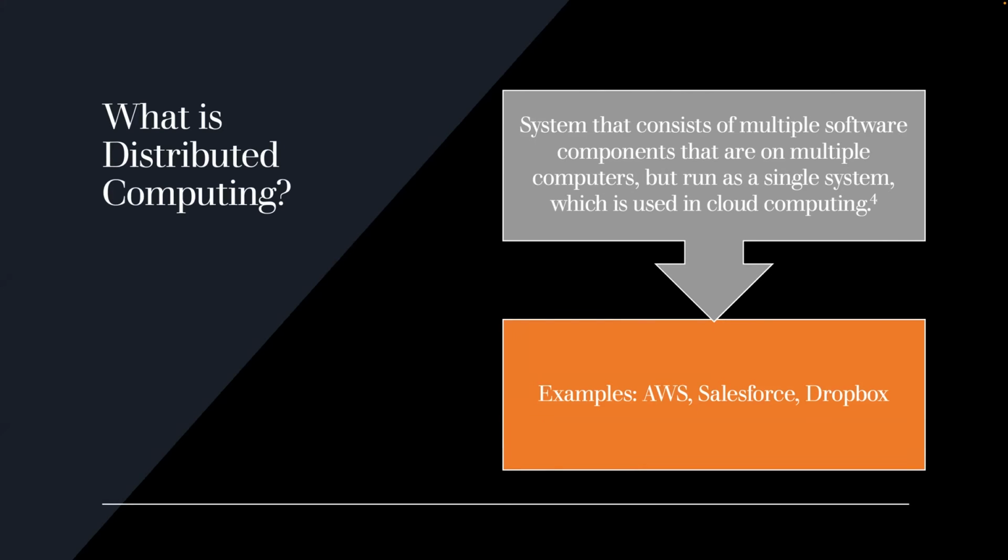So to start it off, we're going to go over a quick definition of what distributed computing is, since that's what the paper is talking about. Distributed computing basically is defined as a system of multiple computers or nodes with multiple software components. They basically run as a single system with the aim of solving one complex problem, and it usually uses parallel processing to achieve that aim. We can see distributed computing quite often in cloud computing, especially in platforms such as AWS, Salesforce, and Dropbox.